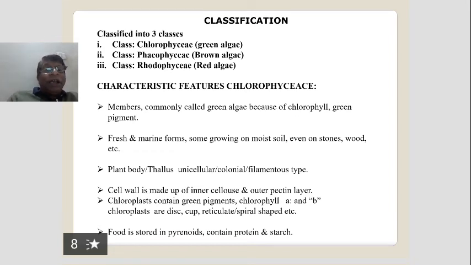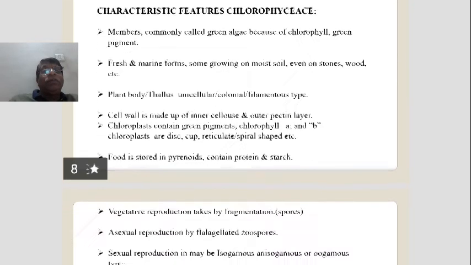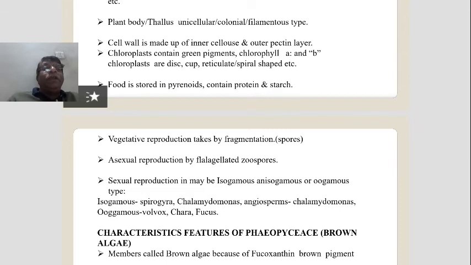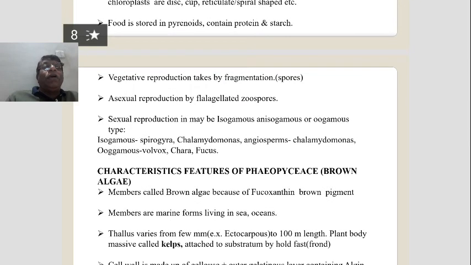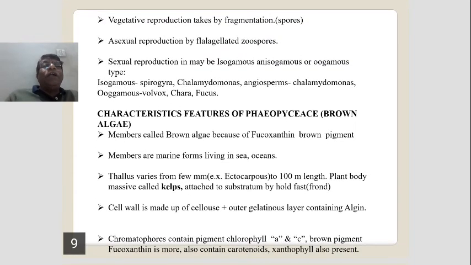The chloroplast contains chlorophyll pigments. Very important for NEET and CET: chlorophyll A and B pigments are present in the class Chlorophyceae. Okay? Next. The reserve food is stored in pyrenoids. Pyrenoids contain protein and starch. Starch is the reserve food in the class Chlorophyceae.